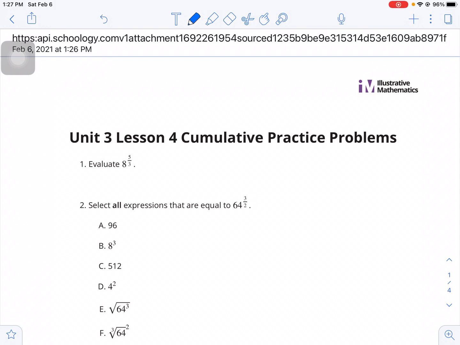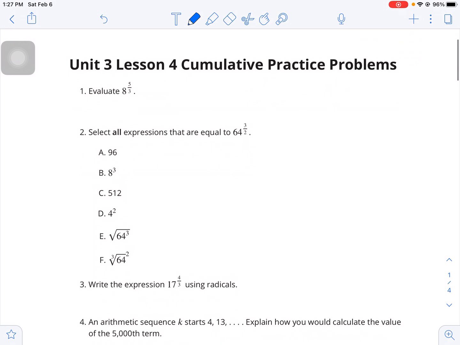Okay, here are the solutions to lessons 4 and 5 for this week 2 of quarter 3. The first one, evaluate 8 to the 5/3. So my noticing here right away is that we've got a cubed root here. So we could also write this as 8 to the 5th raised to the 1/3, or we could write this as 8 to the 1/3 raised to the 5th. Either way, we would get 8 to the 5/3.